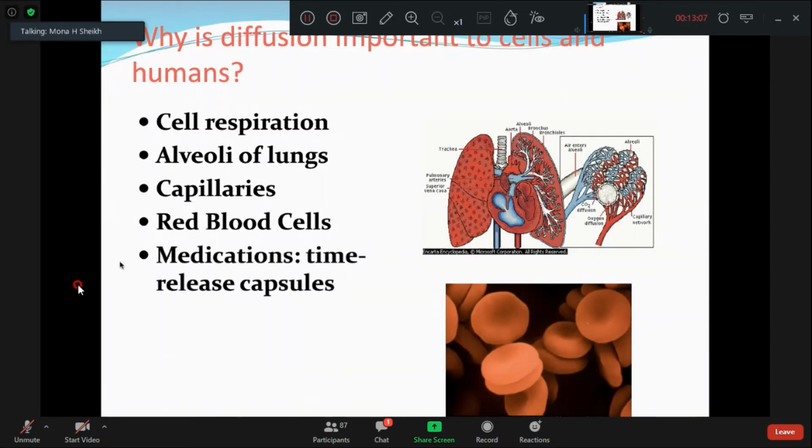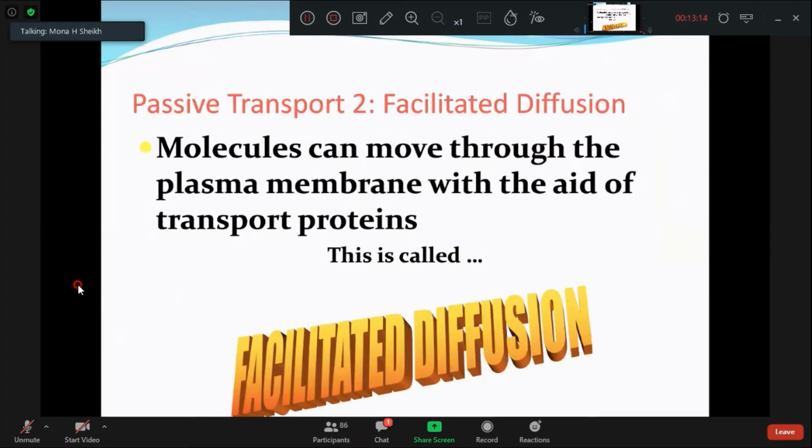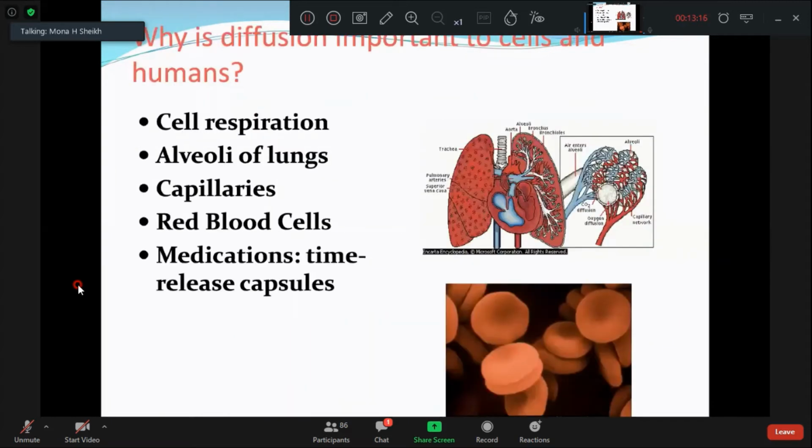Okay, we need it also for medication, diffusion for some medication, for some vitamins. Right, so is it clear, diffusion? Yes, it is. Straightforward, nothing involved, no ATP, from high to low, fast, simple, no interference, okay?